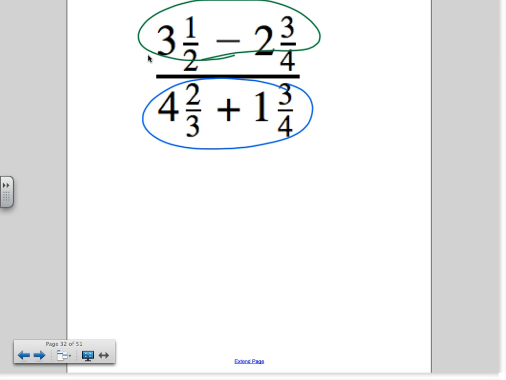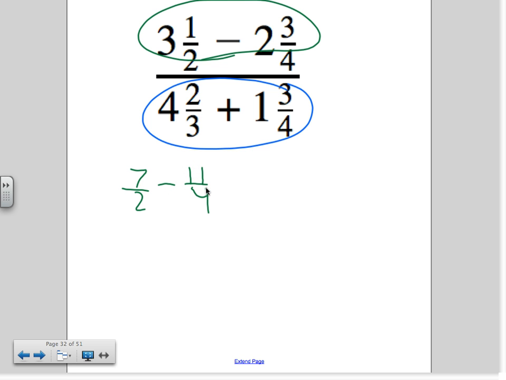No problem. Let's turn it into an improper fraction. How do you turn 3 1/2 into an improper fraction? You multiply the denominator with the whole number and then add. Which becomes what? 7/2. 7 over 2. What about the 2 3/4? 11/4. Okay, that's easy enough. So that's the green group.